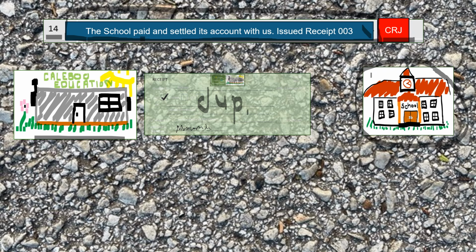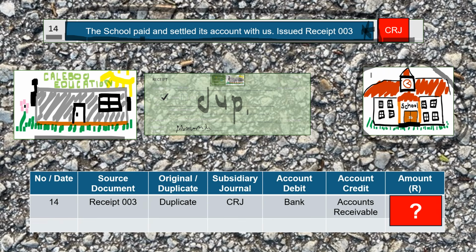Now the problem here is there's no amount specified. So we're going to have a look at all the transactions on credit with the school. We're not concerned about the previous cash transactions because we've received that money. We need to go and look at the school's account in the accounts receivable ledger. But let's just have a look quickly before we calculate the amount at the other columns involved.